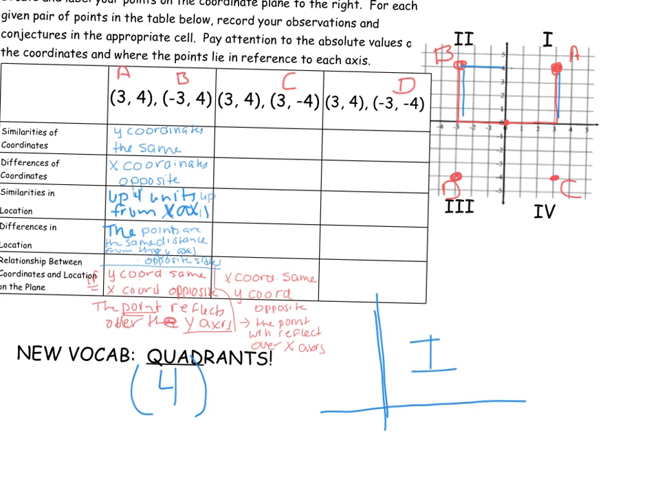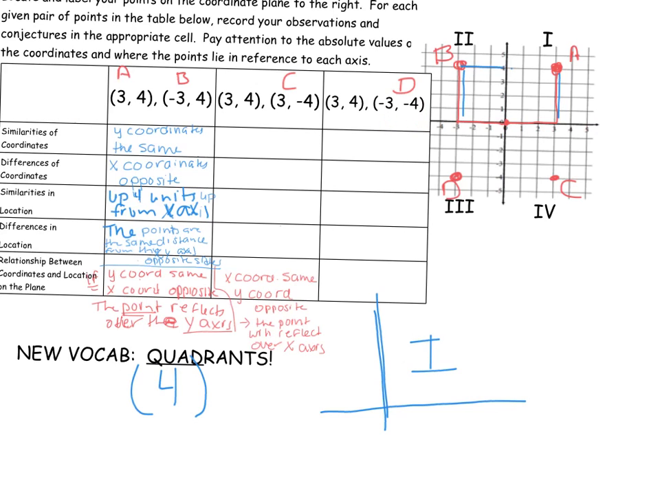x-axis. For the first one, when the x-coordinate was the same, we reflected over the y-axis. For this one, when the y-coordinate's the same, we reflect over the y-axis. For this one, the x-coordinates were the same, so we're going to reflect over the x-axis. Y the same over the y-axis, x the same over the x-axis.